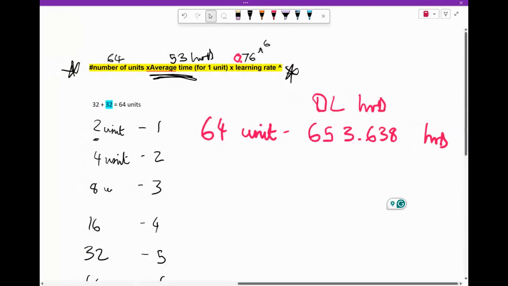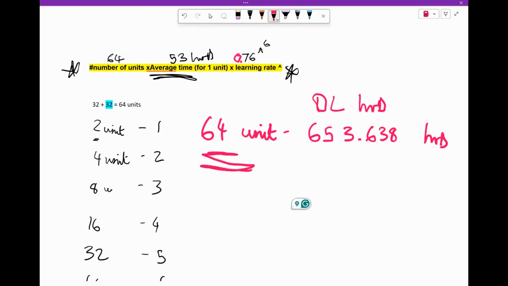Okay, but remember what the question said. It says calculate the number of direct labor hours required for a second order of 32. So not a total of 64, but the second order of 32. So how would we get the second order of 32? We'd have to deduct, because this is the total of 64. Does that make sense? So we want to know the second 32. So to get the second 32, we'd have to deduct the first 32. Does that make sense?